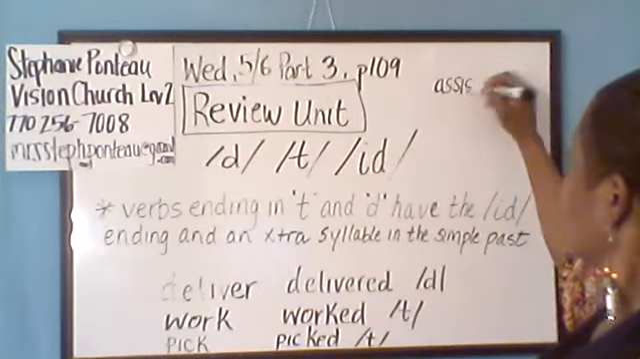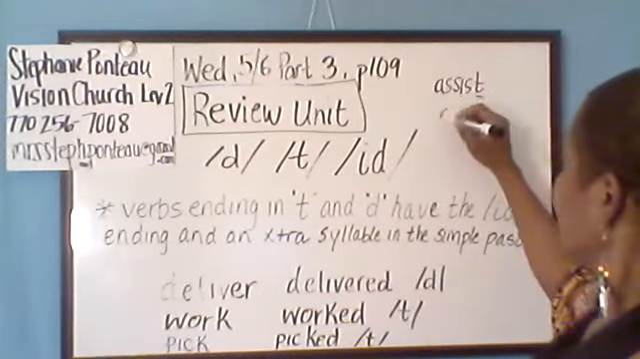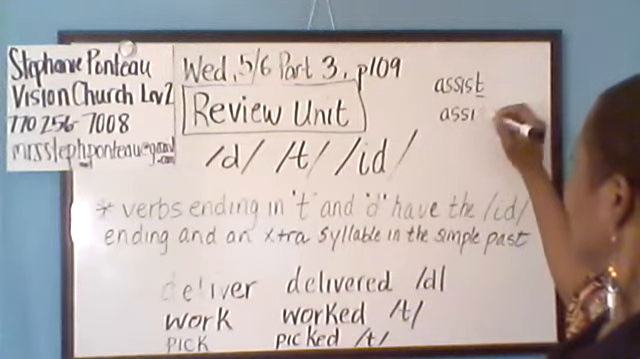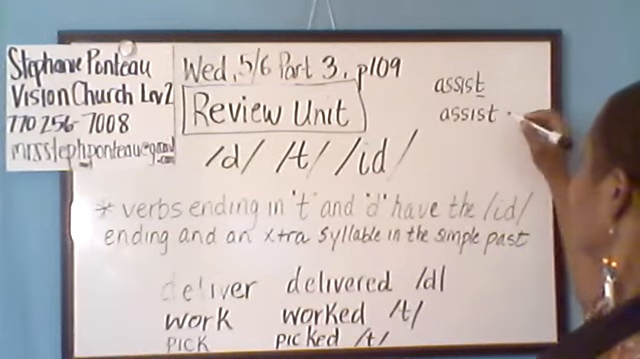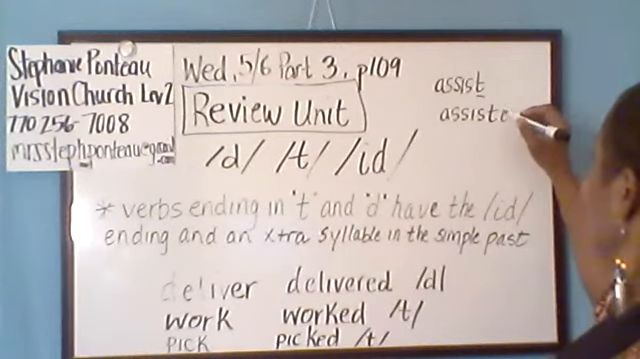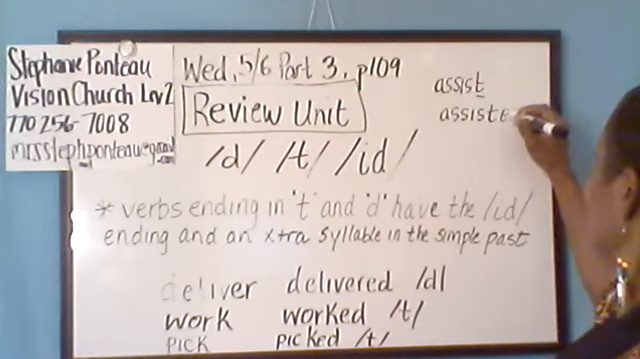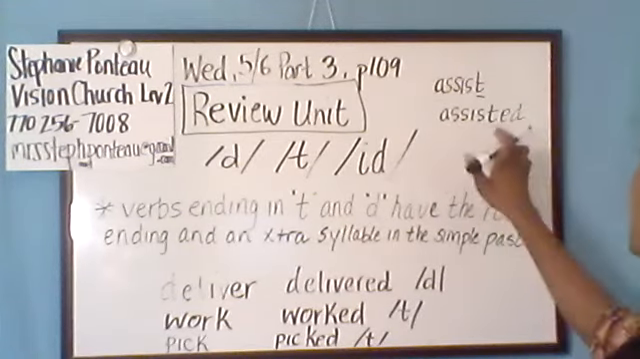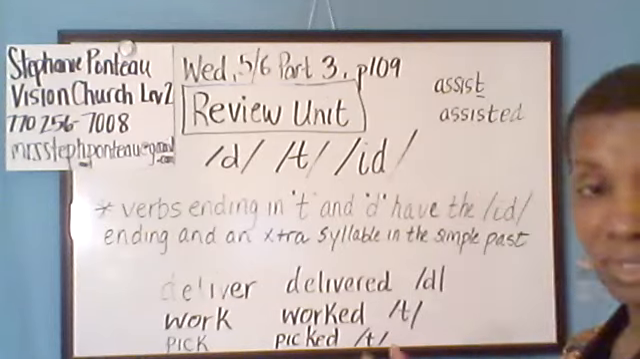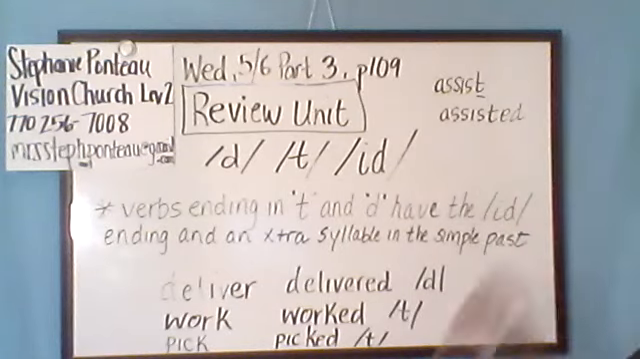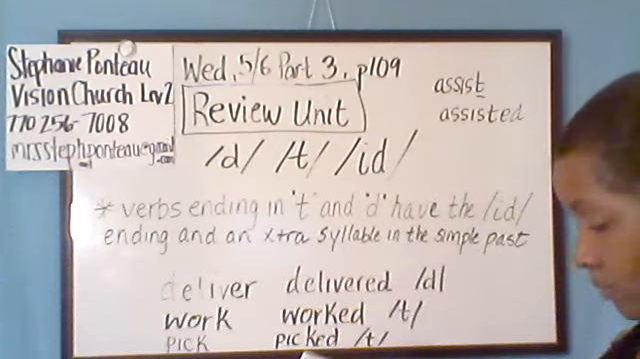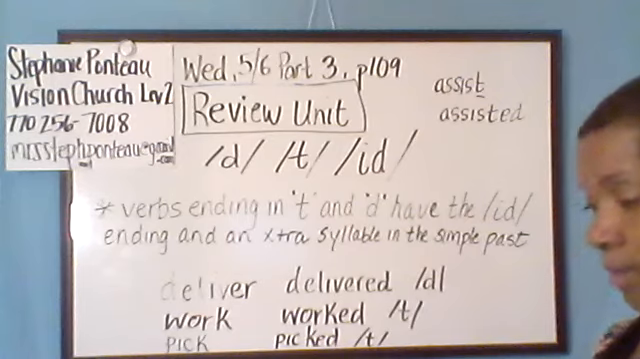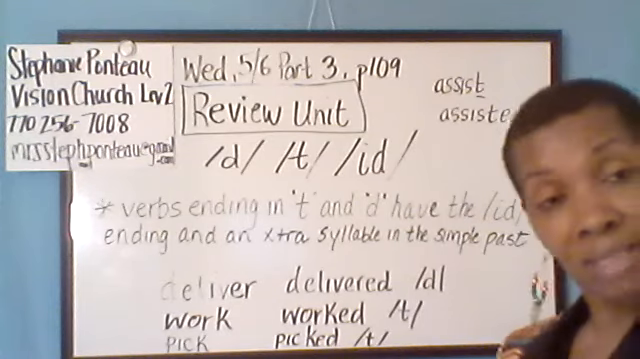Like assist. Assist ends in a T. The simple past of assist is assisted. The id, you hear that id sound? Ends in T. Assisted. So we've got the extra syllable. Assisted. And that was from Unit 8 as well, where the nurses assisted the doctor.